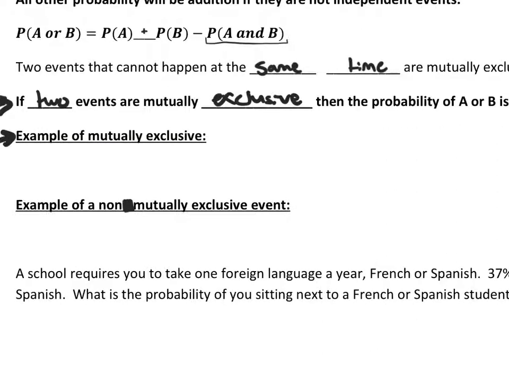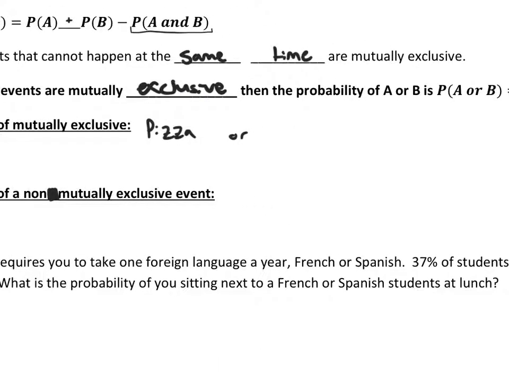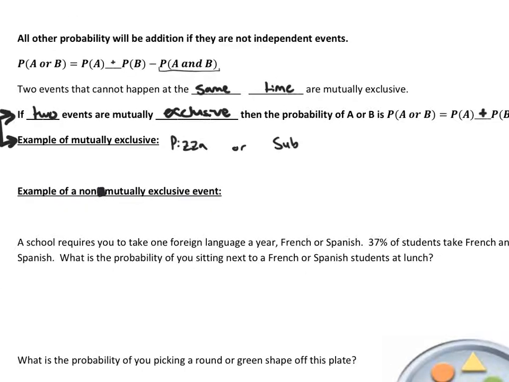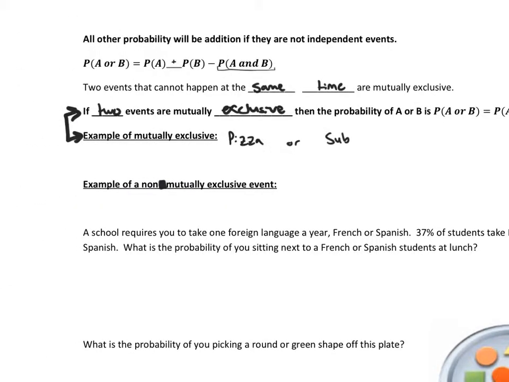Let's say it's one of the limited menu item days in the lunchroom, where you can either get pizza or you can get a deli sub. All right, let's say those are 2 of the options. Those are mutually exclusive because if you're only getting one meal, you can only get one or the other.